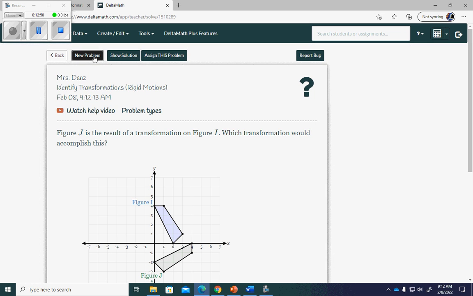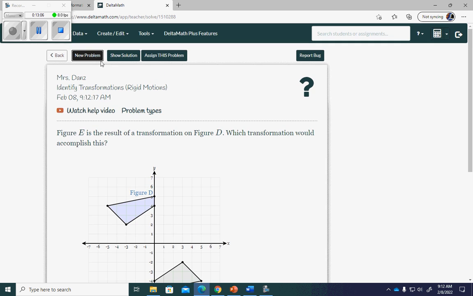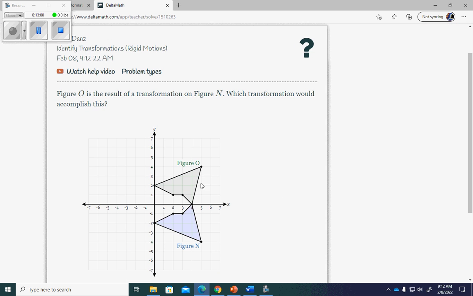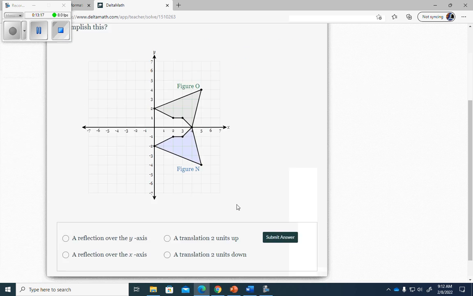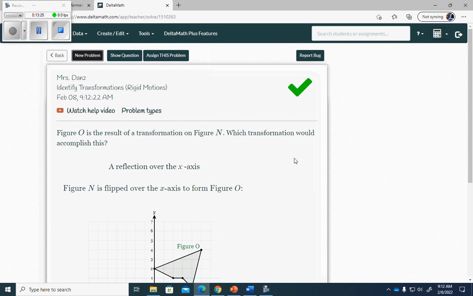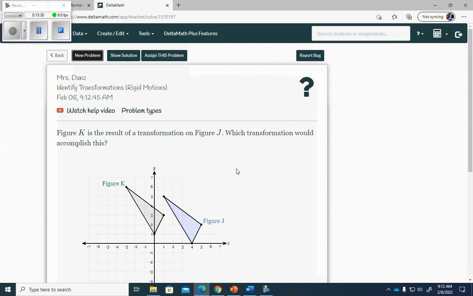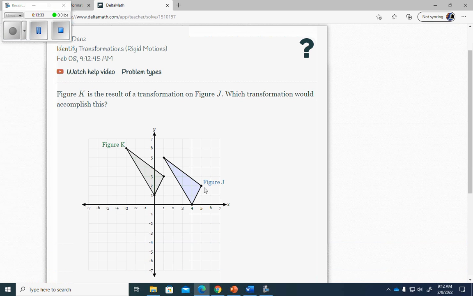Oh, let's look at another kind of problem. That one's also a rotation. Let me find a different one. That one is also a rotation. This one. This is definitely a reverse image. It definitely looks like it flipped over the x-axis. So a reflection over the x-axis. Here, they're facing the same exact way. So this is just a translation.